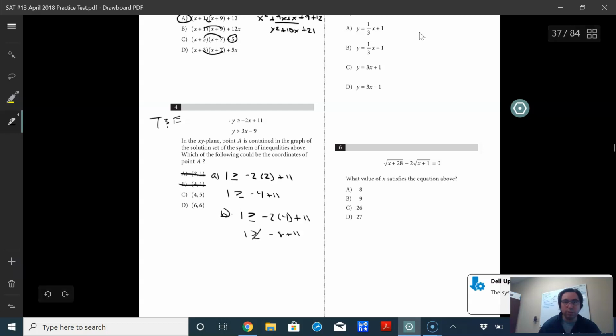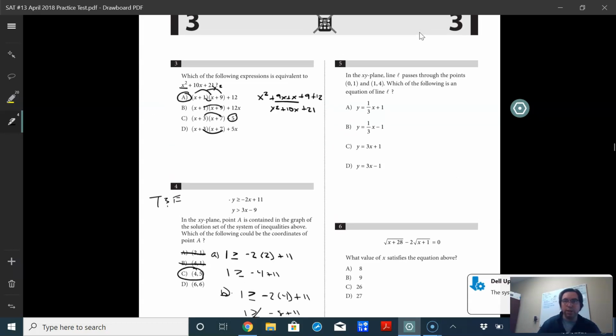So let's try C real quick then. If it's not C, then we automatically know that the answer choice has to be D. That's kind of the beauty of trial and error. So we have 5 is less than or equal to negative 2 times 4 plus 11. And so here we get 5 is less than or equal to negative 8 plus 11. And that is true. And so we can see the answer choice here is C on this one.